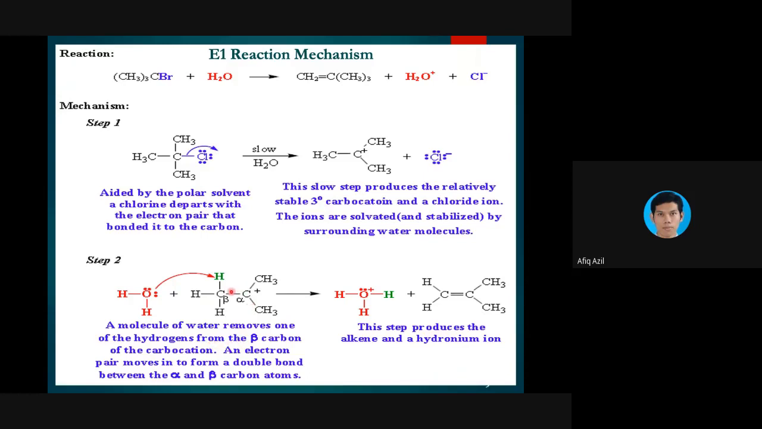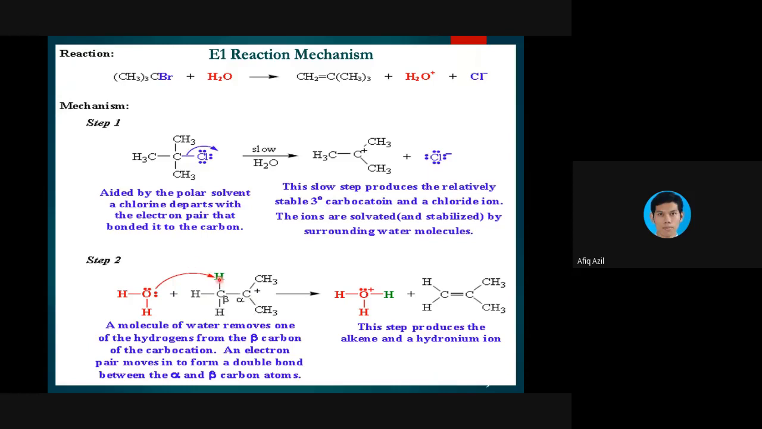So beta carbon is the carbon that is attached adjacently to the alpha carbon. So here is your alpha carbon, this is beta carbon. But at the same time, this is also considered to be beta carbon. This one is also beta carbon because it is directly bonded to the alpha carbon. But for this process, you are only actually removing just one hydrogen.